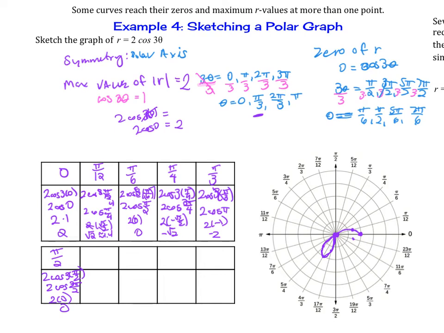So let's choose another value. Let's go ahead and choose 2 pi over 3. So that's going to be 2 times cosine of 3 times 2 pi over 3. So we're looking at 2 cosine of 2 pi. And so that's 2 times 1, which is 2. So at 2 pi over 3, we're at positive 2 here.